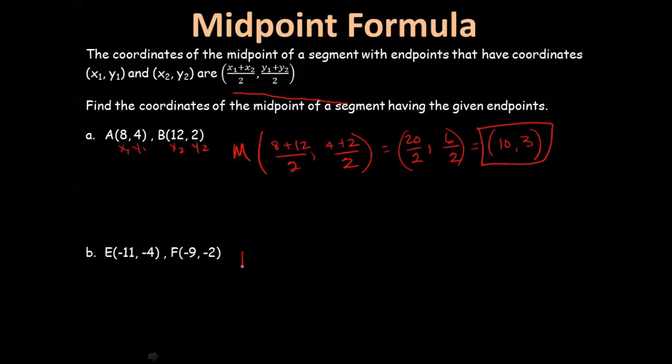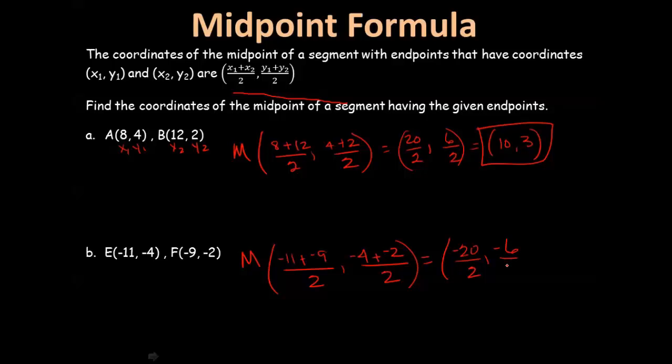Same thing with this guy down here. I'm going to have -11 plus a -9 over 2. Then I'm going to have -4 plus a -2 divided by 2. That's going to be a -20 over 2, and a -6 over 2. Look, that's almost the same. -10, -3.